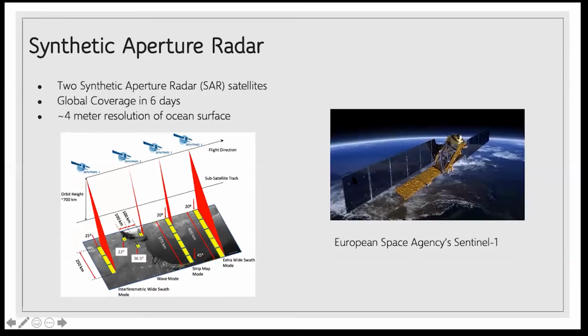So synthetic aperture radar essentially is a method of data collection which allows us to get pictures of the ocean with unprecedented coverage as well as frequency. We can get global coverage of the world's oceans every 6 days with a 4 meter resolution, which basically means that each pixel represents a 4 meter by 4 meter square of the ocean, which is an extremely high resolution image taken from space.